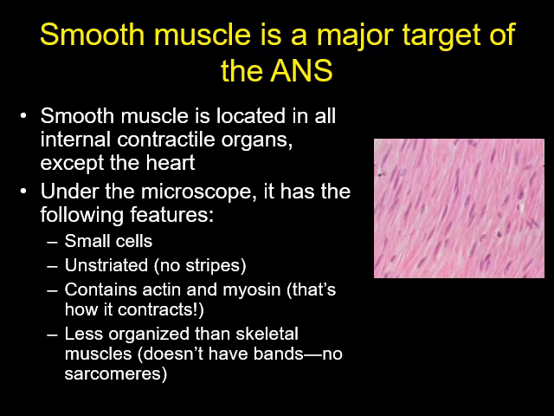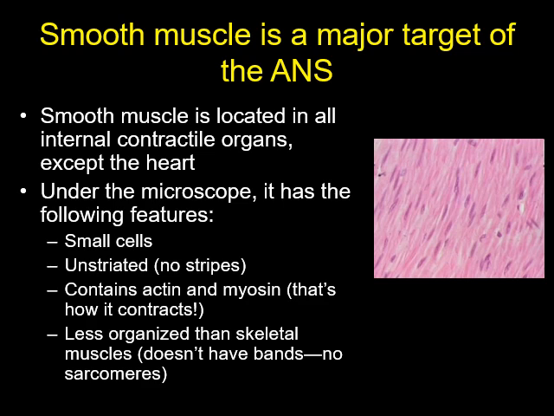Smooth muscle is the major target of the autonomic nervous system. Smooth muscle is located in all internal contractile organs except for the heart, which contains a specific type of muscle known as cardiac muscle. Under the microscope, smooth muscle has the following features: very small spindle-shaped cells, no striations or stripes. They do contain actin and myosin, but it contracts a little differently, kind of like a pair of the Chinese handcuffs that some of you may remember getting in birthday bags, as opposed to skeletal muscle.